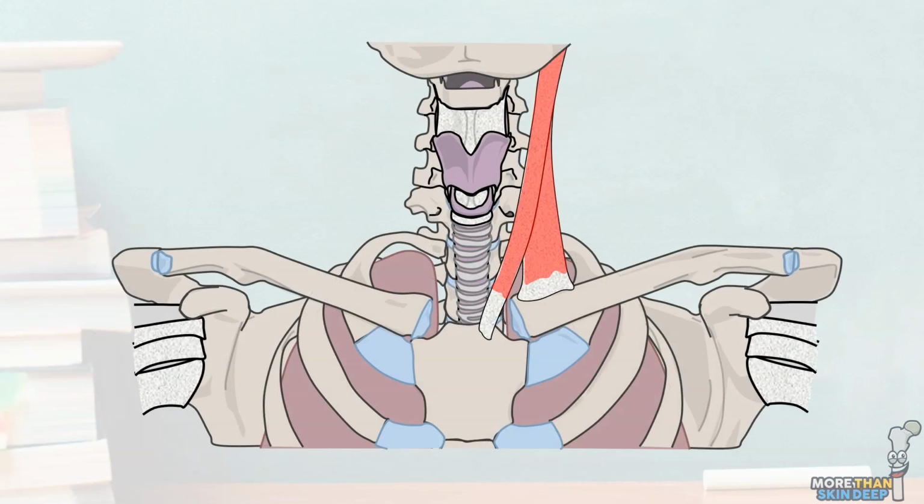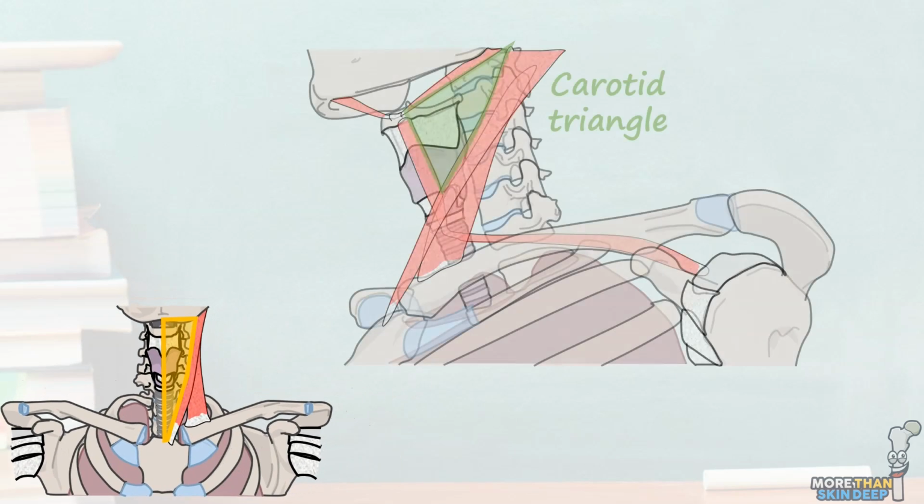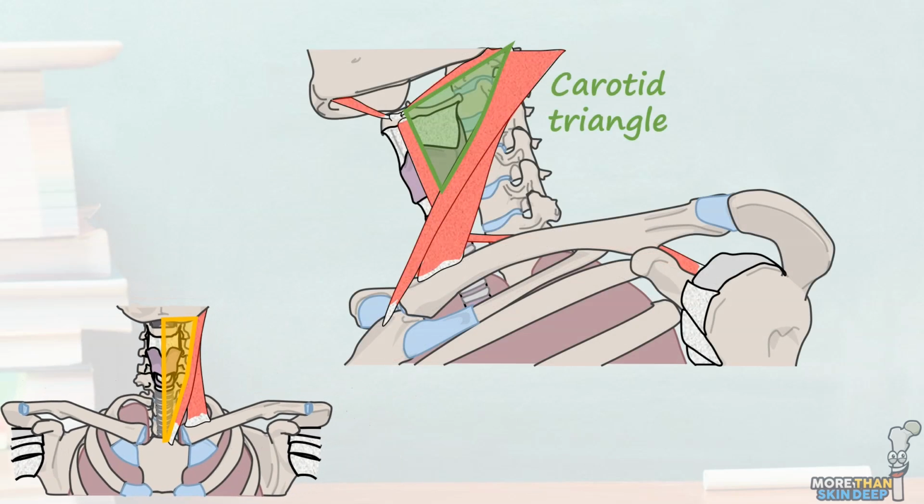The carotid triangle is a subdivision of the anterior triangle of the neck, and it gets its name due to its close association with the common carotid artery, which bifurcates within it.